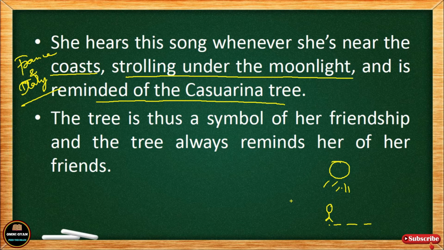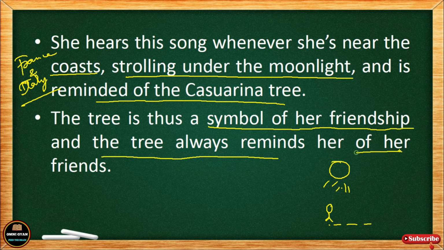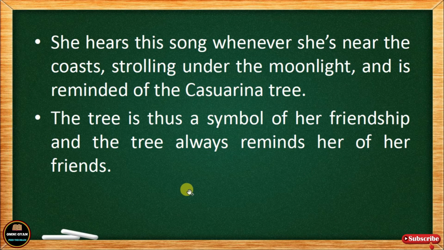The tree is thus a symbol of her friendship. The tree has actually become a symbol of her friendship, and as I've already told you, this is just a repetition, the tree always reminds her of her friends. The tree jo hai ek friendship ka symbol hai. Sirf wahi nahi, jab bhi wo tree ko dekhti hai ya jab bhi wo melody poet ko sunai deti hai, that melody reminds her of her friends. To friends ke bare mein wo yaad karti hai tab.